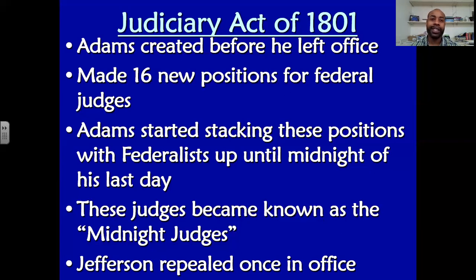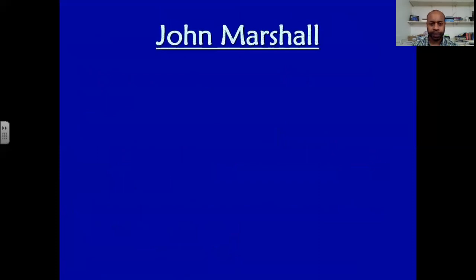So we want to make sure you guys understand that even though it was kind of shady what Adams was doing, it sets up a precedent or a guideline of how the transition of power is supposed to play out. And so the courts step in, and this is the first major case for the judges, Marbury versus Madison, which you're about to see.